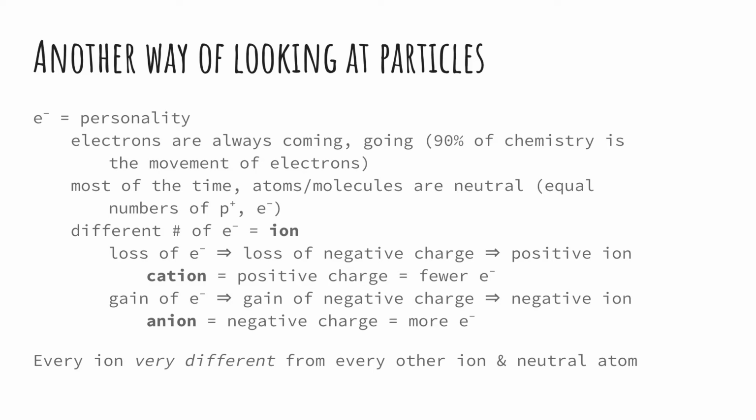All right. So it's important to remember that ions are very, very different from one another and from the neutral atom. Moving electrons around like that changes the personality, changes the chemical properties of the atom. And that'll do it for talking about the subatomic particles.